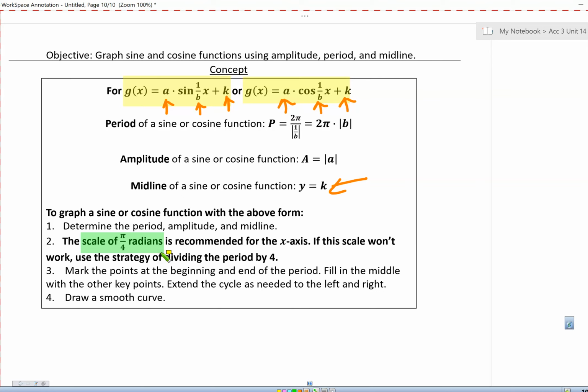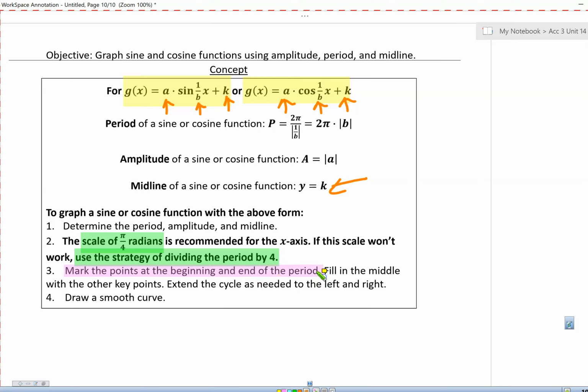But if that scale won't work nicely, then another strategy you can try is to divide the period of the function by 4 and see what that gives you. And that often can be a good one. You can also just keep cutting that in half too if you want to spread things out a little bit more.